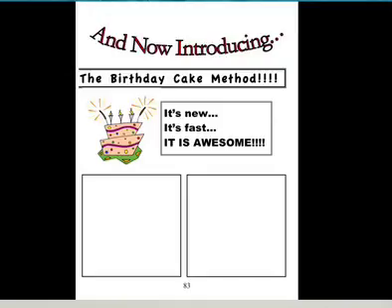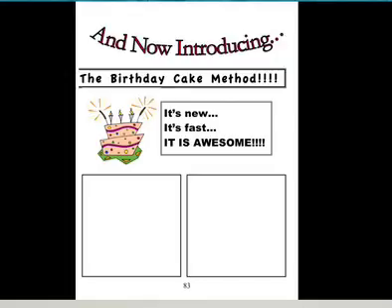So now that we've reviewed listing common factors to find greatest common factor, I'm going to show you a new, exciting, awesome method that I like to call the birthday cake method. And at the end of this video, you can even ask to wear the birthday cake hat. That's right, I have a hat. Okay, so the birthday cake method is a different way that we can use to find greatest common factor.